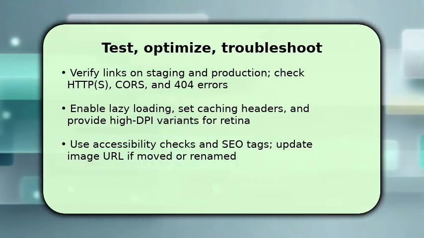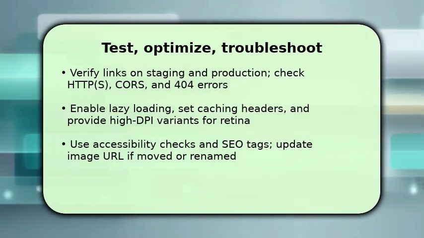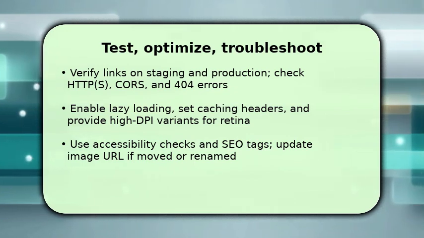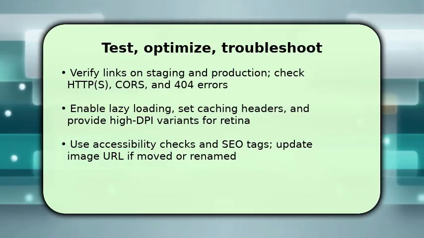If something fails, inspect the Network tab for 404, mixed content, or CORS errors. This is the key troubleshooting tip. Broken links usually stem from wrong path, protocol mismatch, or server permissions, so correct those and retest.